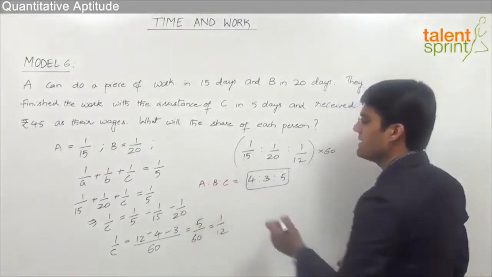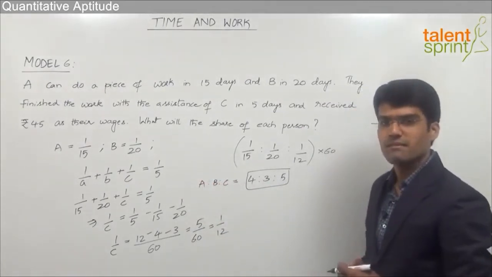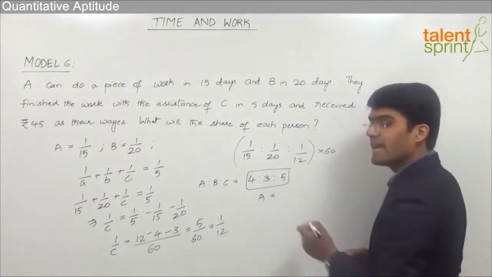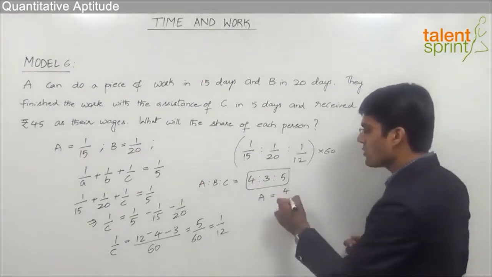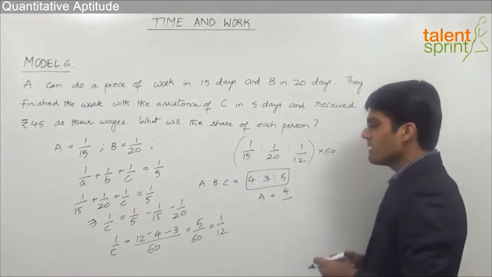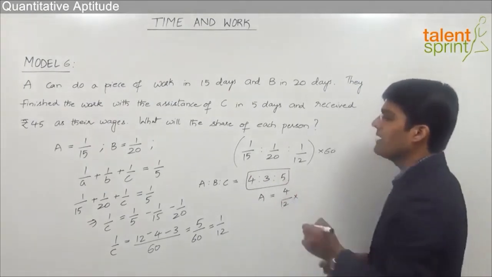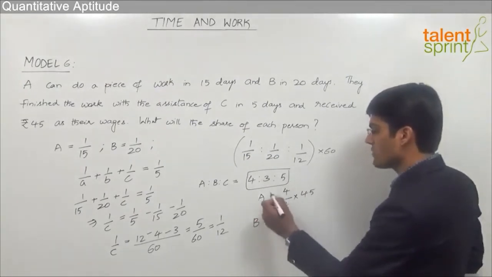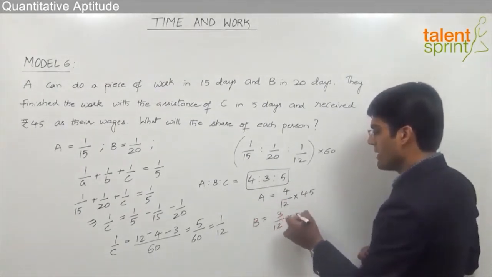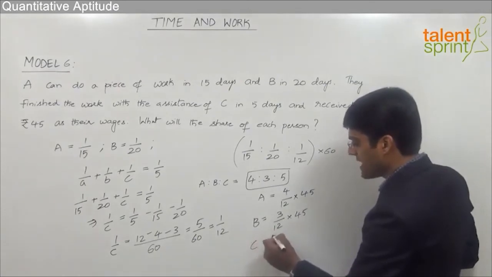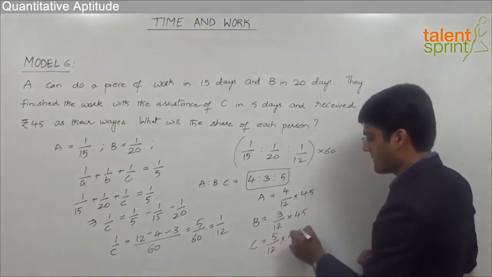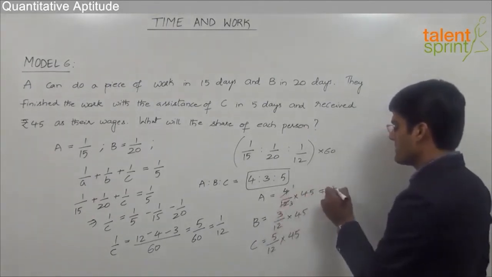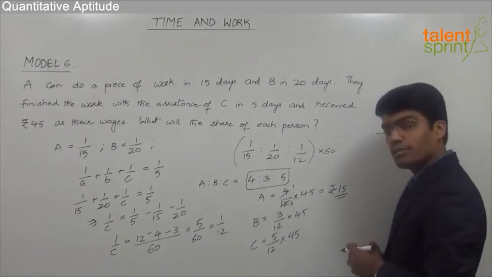So A is to B is to C, we will get the shares in the ratio 4 is to 3 is to 5. So now using the concept of ratios, we can say that the amount that A gets will be 4 parts out of total 4 plus 3, 7 plus 5, 12 multiplied by the total amount which is 45. Similarly, B gets 3 parts out of total 12 parts multiplied by 45 and C gets 5 by 12 into 45. So 4 by 12 is nothing but 1 by 3 and 1/3 of 45 is 15 rupees. So A should get 15 rupees.